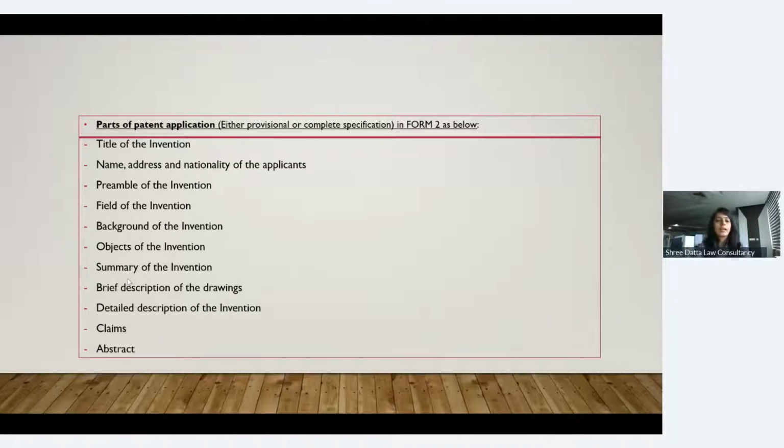Then the claims, and in the last, abstract. And if the drawings are there, then drawings we have to provide on a separate sheet. But the form 2 will not contain the drawings as such.